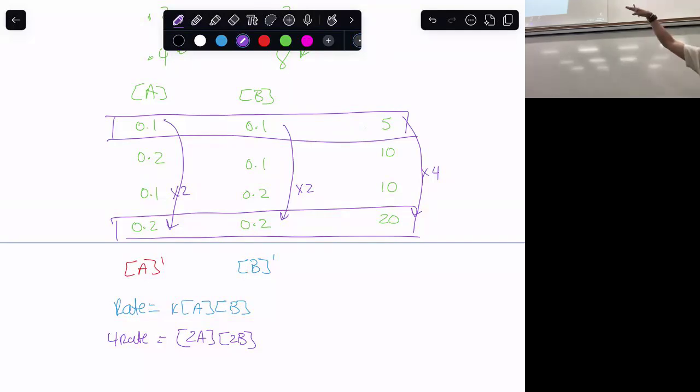So if we're keeping B the same and multiplying A by 2, then any change that happens in the rate is because the concentration of A changed. Same thing for 1 and 3. Now A is staying the same, so anything that happens in the rate is because B changed. For 1 to 4, both of them changed now, so the rate is changing because A changed and B changed.